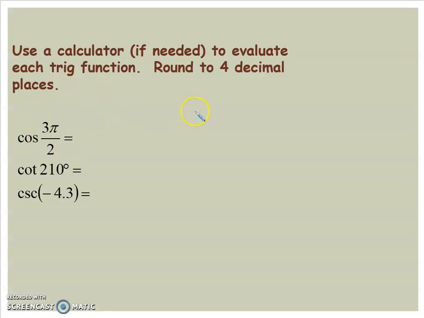If they are a special angle, because 3 pi over 2 is 270, and remember at 270 we have 0 and negative 1, cosine would be x over r, so that's 0 over 1 or 0. So cosine of 3 pi over 2 is 0. If you used your calculator, you should get that.